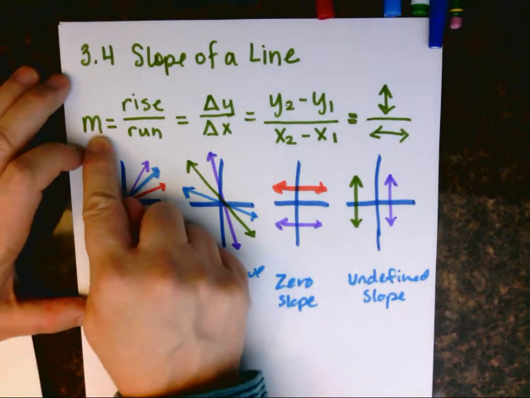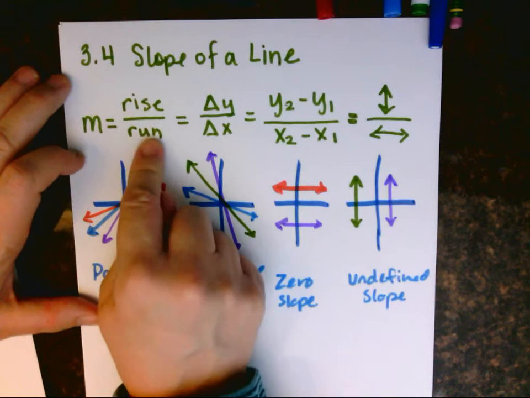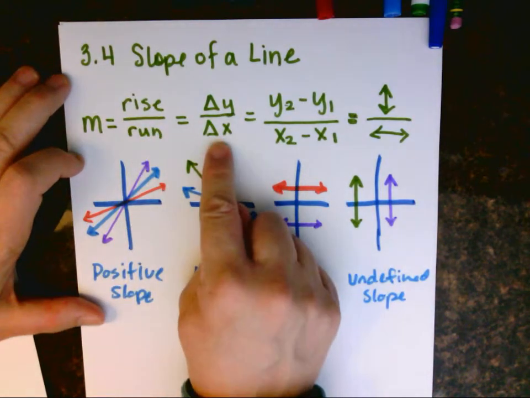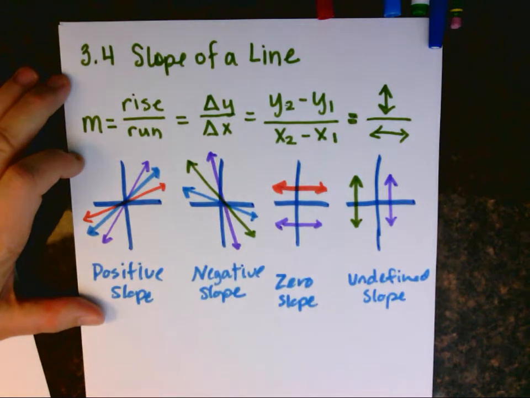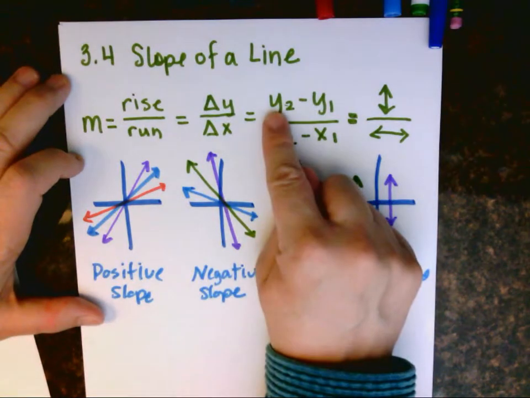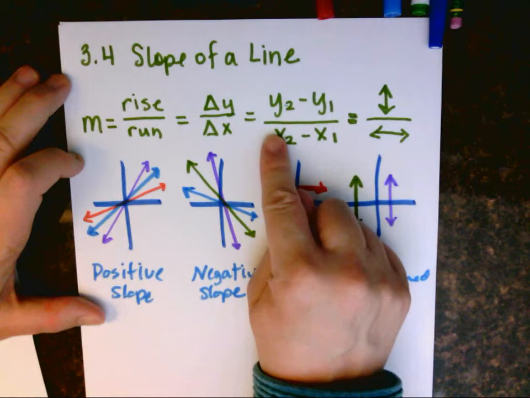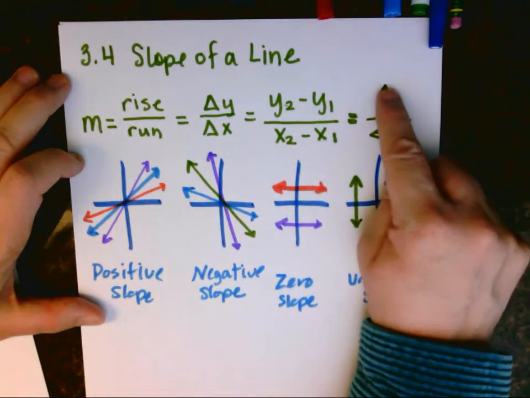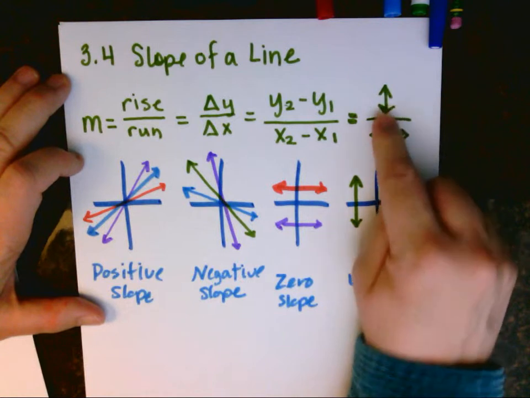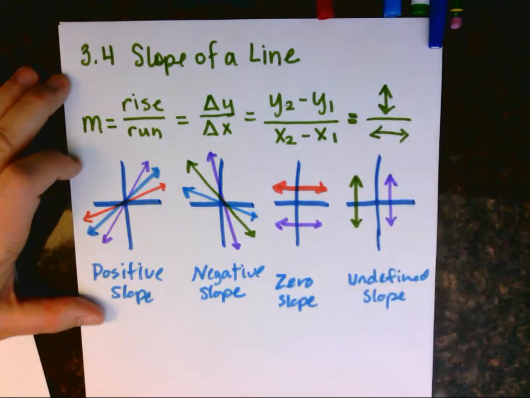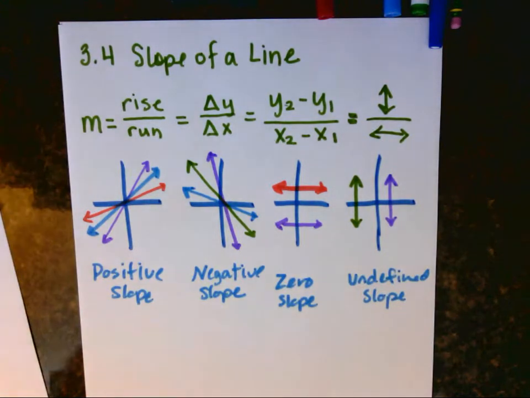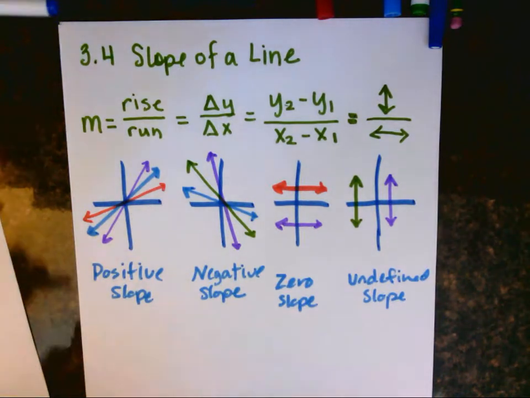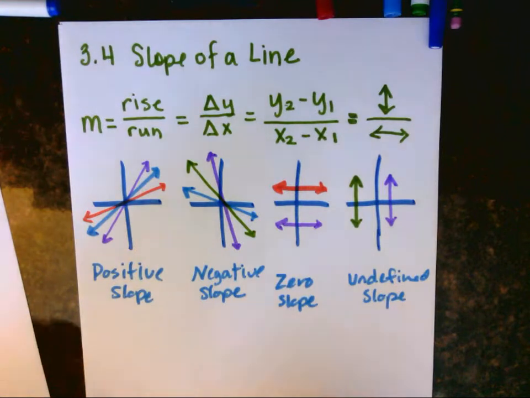Okay, to calculate the slope, we do the rise over the run. We measure the change in the y divided by the change in the x. It's a ratio. Or we subtract the y values over the difference of the x values. And finally, I like to think of it as the vertical change over the horizontal change. All right, so that's what we're dealing with. Again, if this is going quickly, you can pause it and back up and replay anything that's necessary.